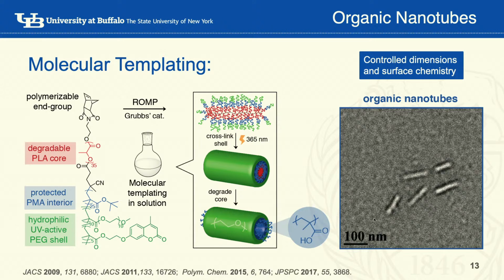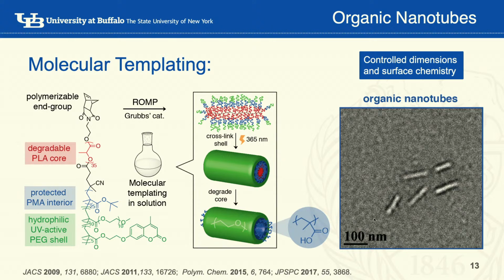The block that's closest to the backbone, the red one, is polylactic acid. It's a polyester, so it's hydrolytically degradable. That's important. The block that's on the outside has these coumarin groups, which we're going to use for photo cross-linking. And the middle block, the blue one, is some functional block that you want to end up on the inside of your tube. In our case, it's a protected carboxylic acid.